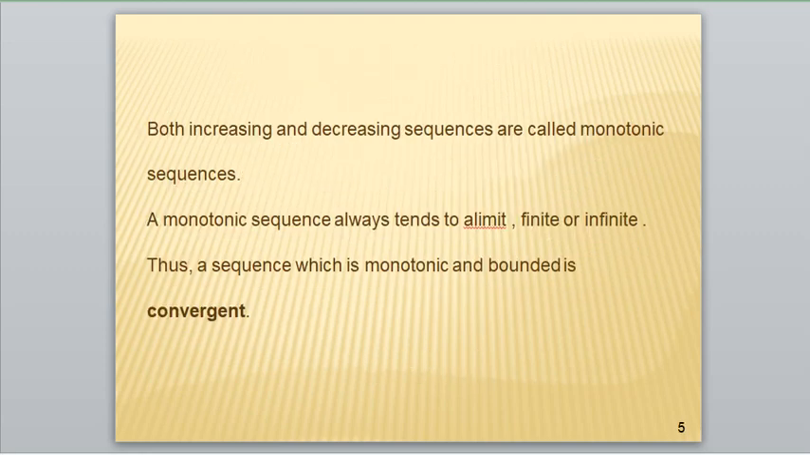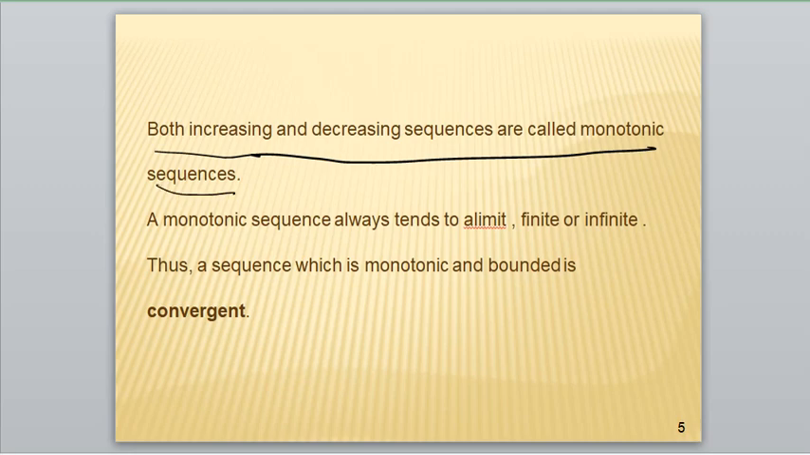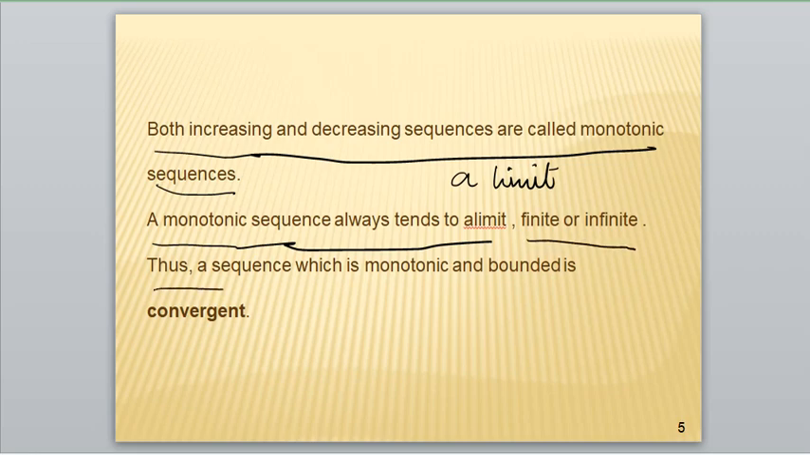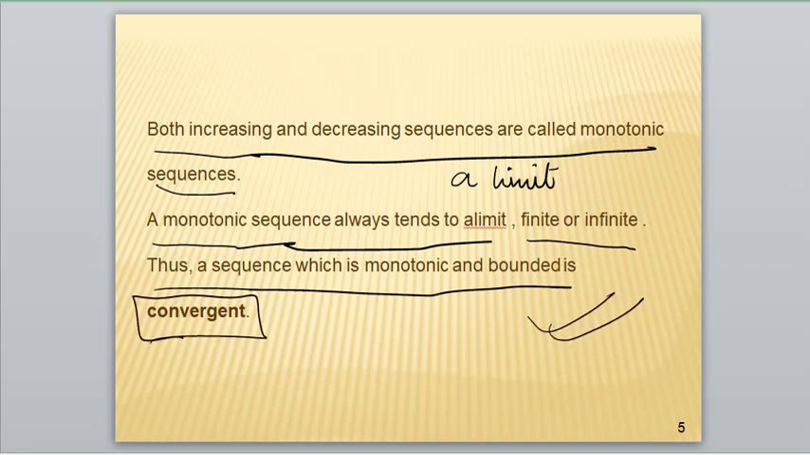It says both increasing and decreasing sequences are called monotonic sequences. Monotonic sequences always tend to a limit, finite or infinite. Thus a sequence which is monotonic and bounded is convergent. So a sequence that is monotonic and bounded is convergent. Alright, let's go on to our next part.